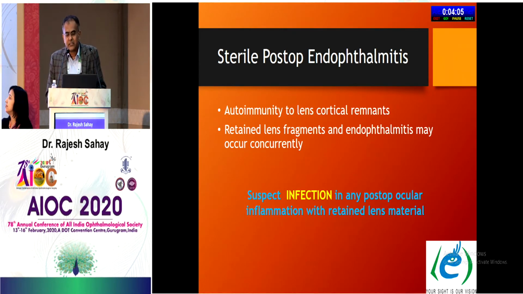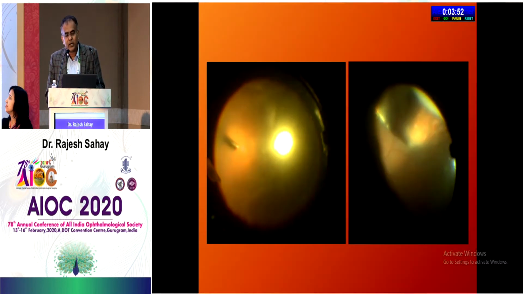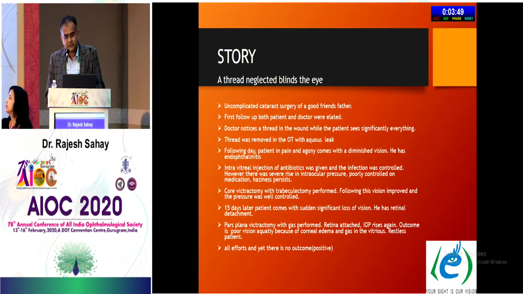So retained lens fragments and endophthalmitis may occur concurrently. Keep in mind, suspect infection in any post-op ocular inflammation with retained lens material. This is another case of lymphoma where we were treating this patient for endophthalmitis, but finally responded to methotrexate.